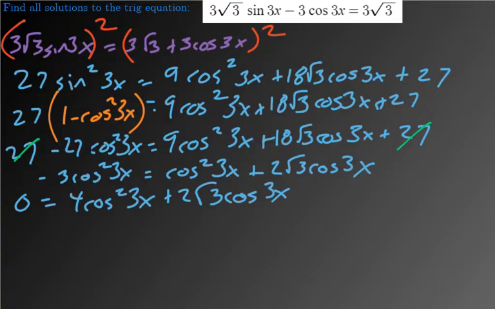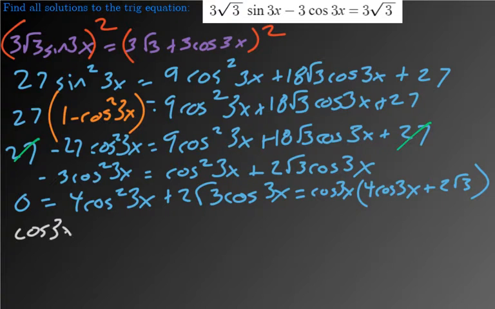And then, finally, it's at a point where we can factor things. So we can take a cosine 3x out, right? And we're just going to have 4 cosine 3x from that first term, and then we're going to have 2 root 3 from the second term. And if that equals 0, there's 2 ways that could happen. You can have cosine 3x equal 0, or this factor could equal 0. And so that could be 4 cosine 3x plus 2 root 3 equals 0.